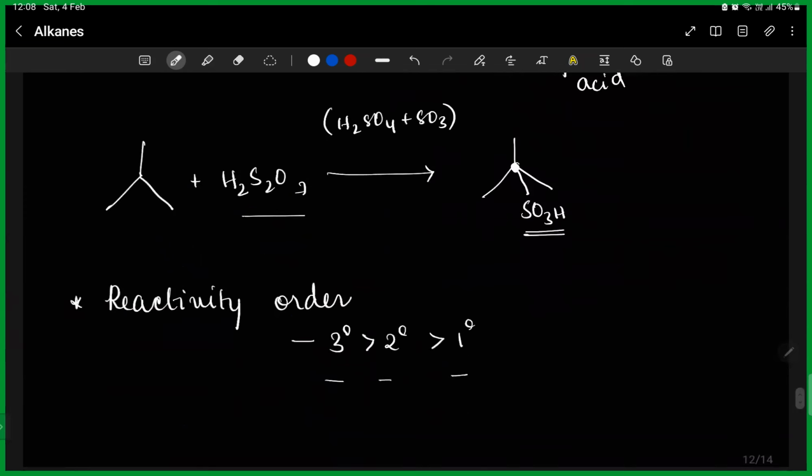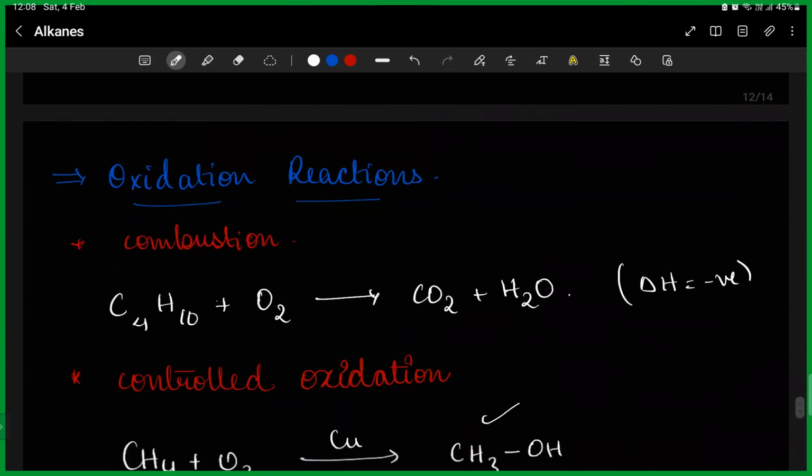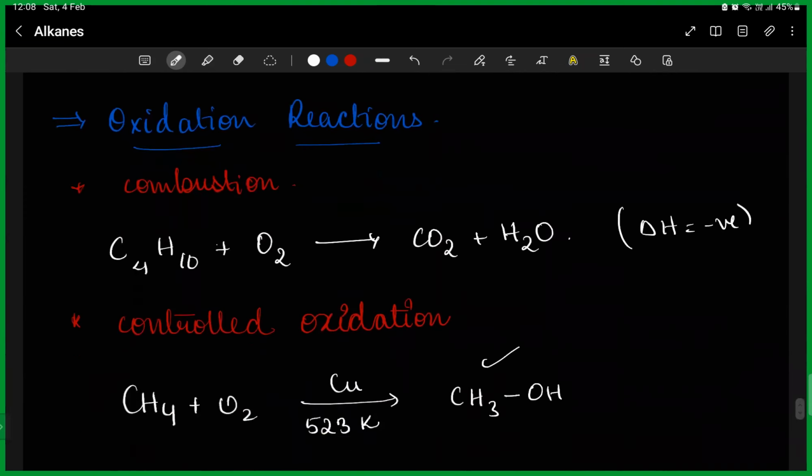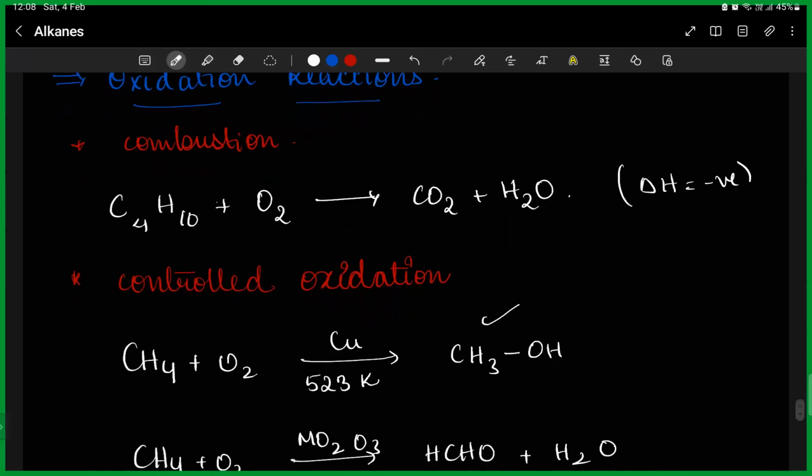So that's it with the basic substitution reactions. Now let us see oxidation reactions. We are going to discuss two types of oxidation reactions here: combustion reactions and controlled oxidation reactions. A combustion reaction is where you heat the hydrocarbon in the presence of oxygen. What would happen? The whole hydrocarbon is going to turn into CO2 plus H2O.